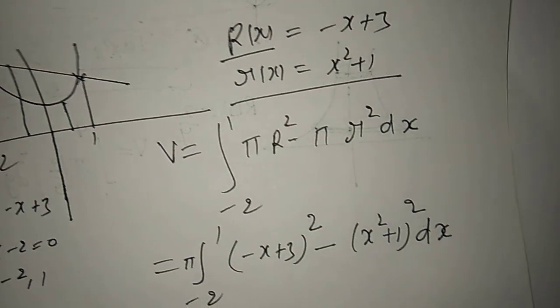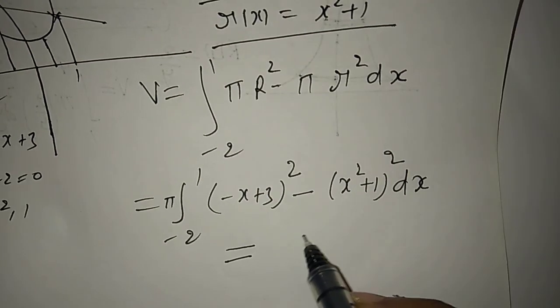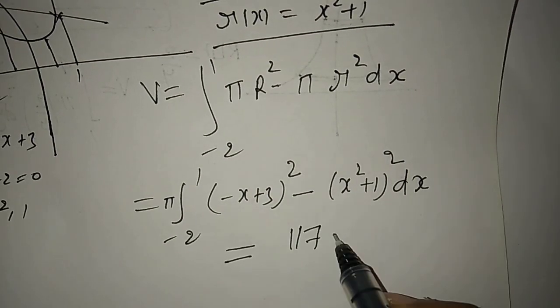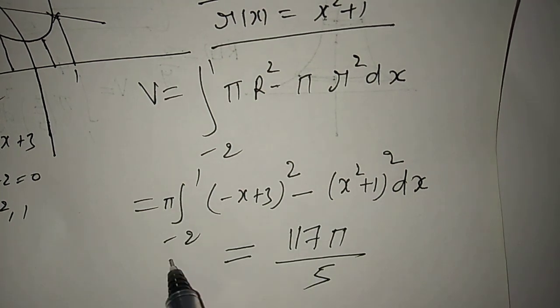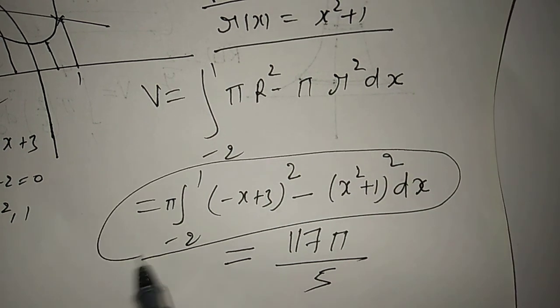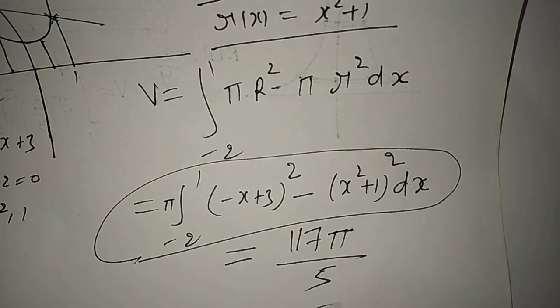So we get these things. Now if you simplify, you will get the answer 117 pi by 5. You have to square and expand, and substitute the limits. So we get this 117 pi by 5. Okay, thank you.